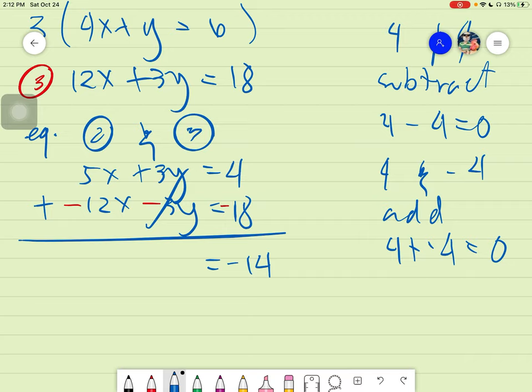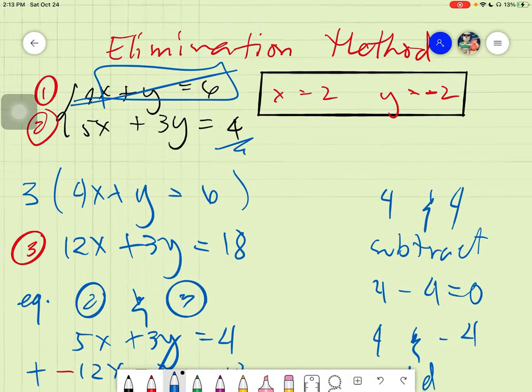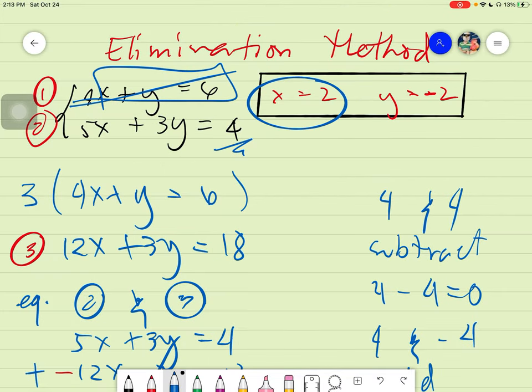Next one, 5x minus 12x, the answer is negative 7x. So negative 7x is equal to negative 14. Divide both sides by negative 7. Then your x will be positive 2. Okay, let's check. Is it correct? It's positive 2. Yes, it's positive 2. Correct.